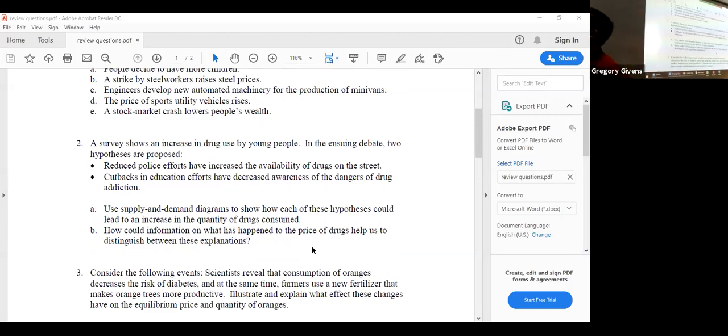Part A, use supply and demand diagrams to show how each hypothesis could be consistent with an increase in drug use. And then part B, think about how information on the street prices of drugs might help us distinguish between these two explanations, and which might be the more dominant factor if we also take into consideration what's happening to prices, which isn't part of the survey apparently. Why don't you guys take a few minutes and try to answer those on your own paper, and then we will demonstrate them together on the document camera here.